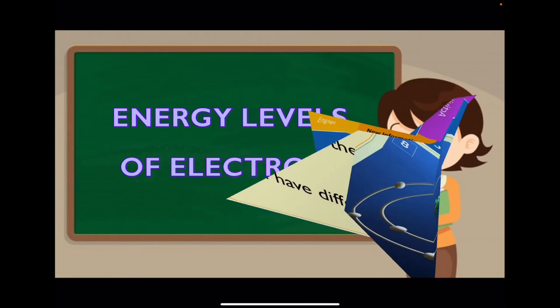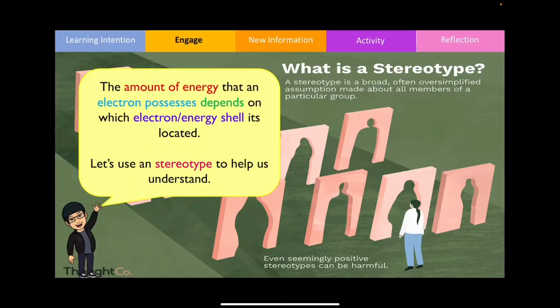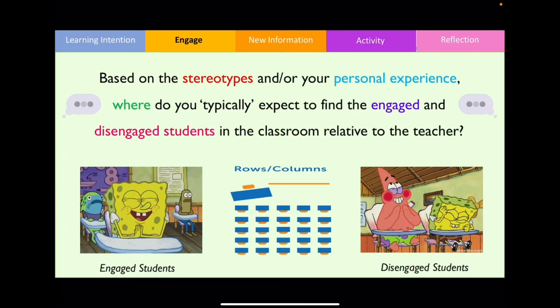So let's now talk about energy levels of electrons. The amount of energy that an electron possesses will depend on which shell it's located in. I'm going to use a stereotype to help you understand. Based on some stereotypes as well as your own personal experience, where do you typically expect to find engaged students versus disengaged students in the classroom relative to the teacher? So what that means is, do you expect to see engaged kids sitting closer to the teacher or away from the teacher in the classroom?